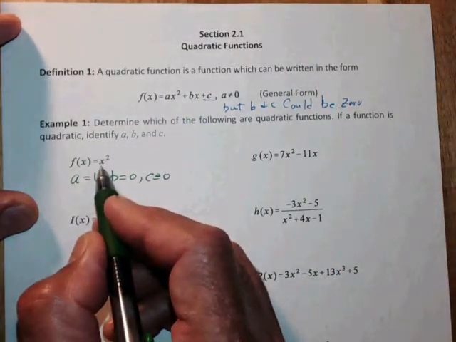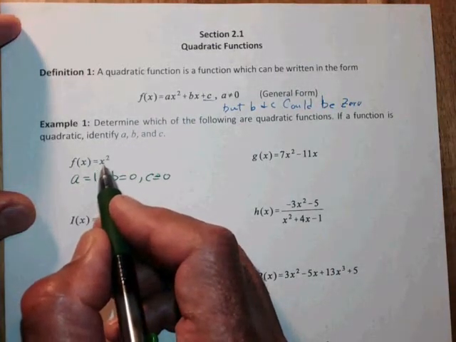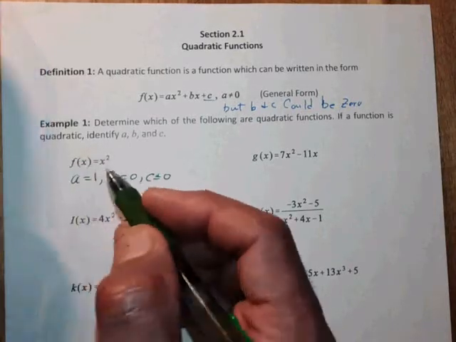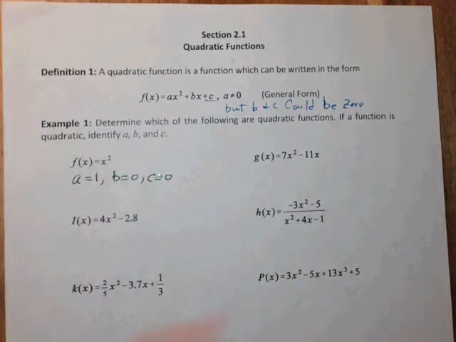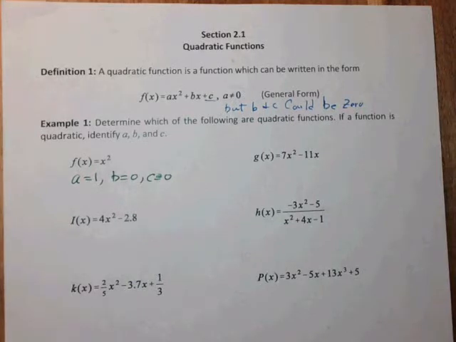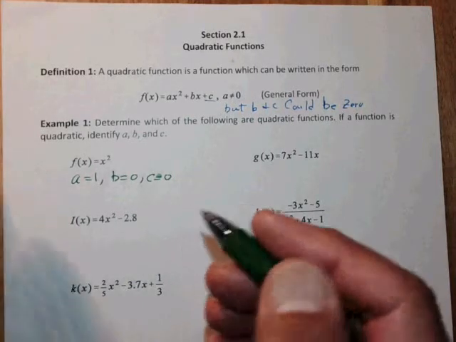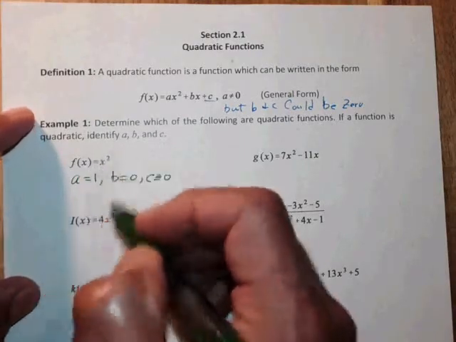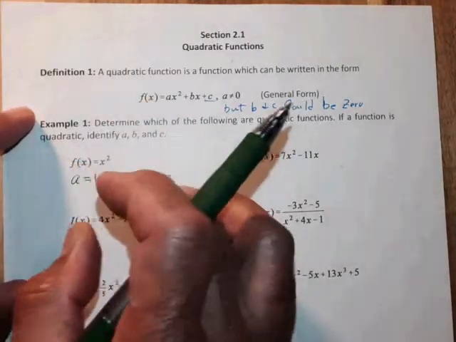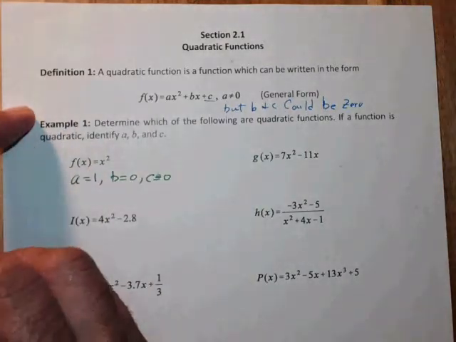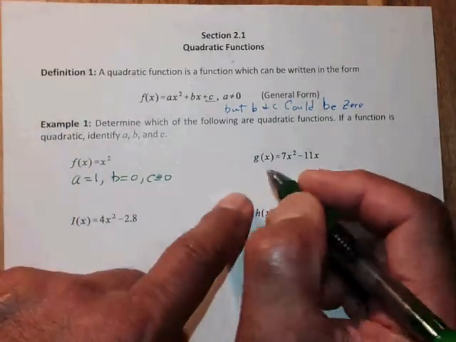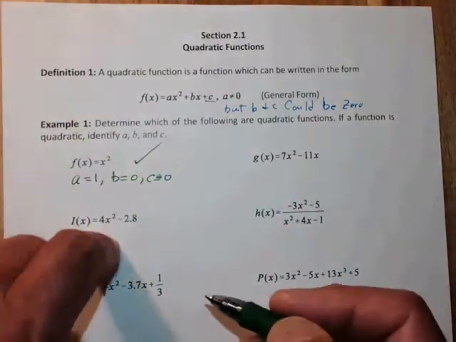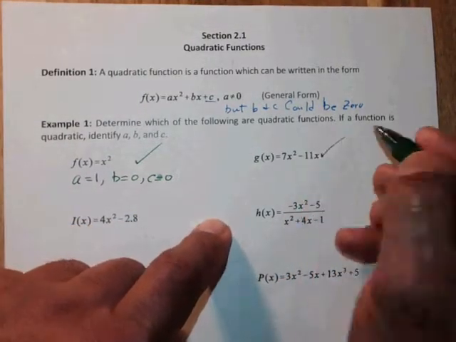And as you remember, in section 1.3, this function was one of the functions in the library of functions. We call it the squaring function, as you recall. So the squaring function is a very simple case of a quadratic function. G of x is also quadratic, so I'll put a check mark. This one is quadratic as well.